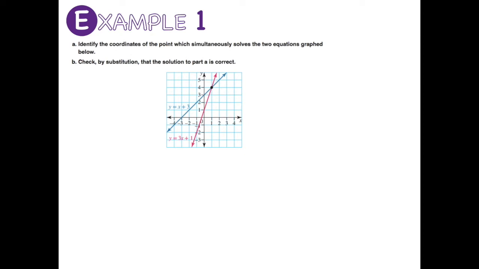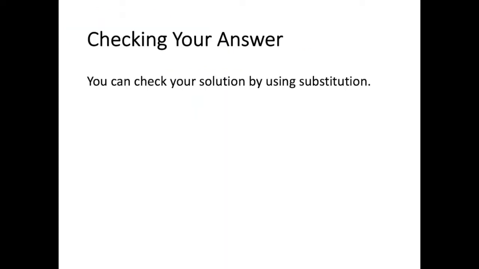To identify the solution to the simultaneous equations, we want to identify where the two lines meet on the graph. And we can identify that by having a look at the graph and just seeing where the two equations meet. And they meet when x is equal to 1 and y is equal to 4. So the solution to the equations is going to be (1, 4). Now I can go ahead and check my solution by using substitution.